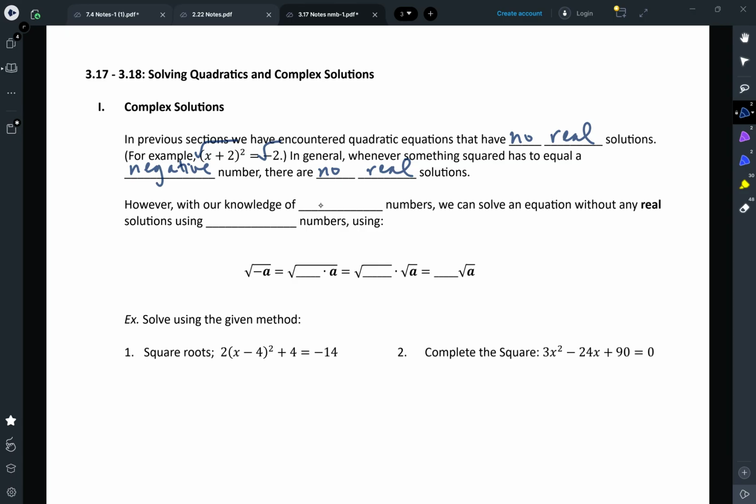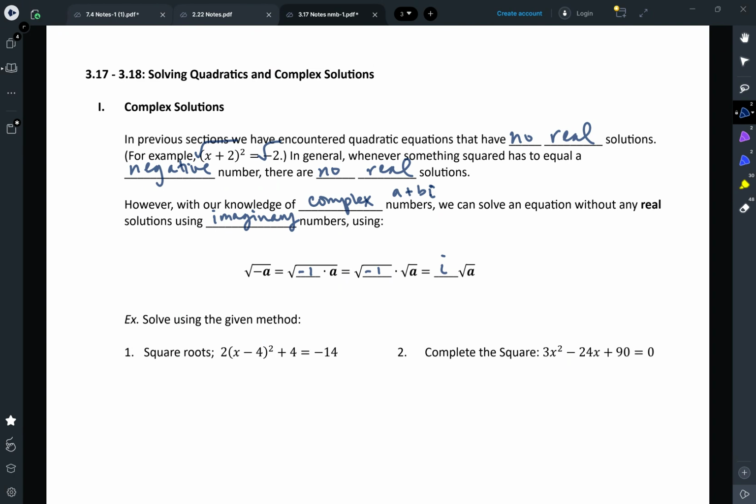But now, because of our knowledge of complex numbers, so remember complex numbers are a plus bi, they have a real and an imaginary part, or they could just be imaginary, we can solve an equation without any real solutions using imaginary numbers. The first little bit here really feels like review from our last section. The square root of negative a, which is the square root of negative 1 times a, is the square root of negative 1 times the square root of a, which is i root a. So we've done this. This is review for us.